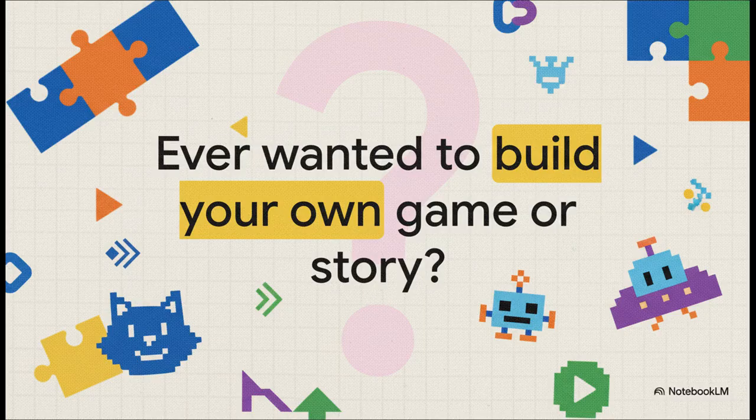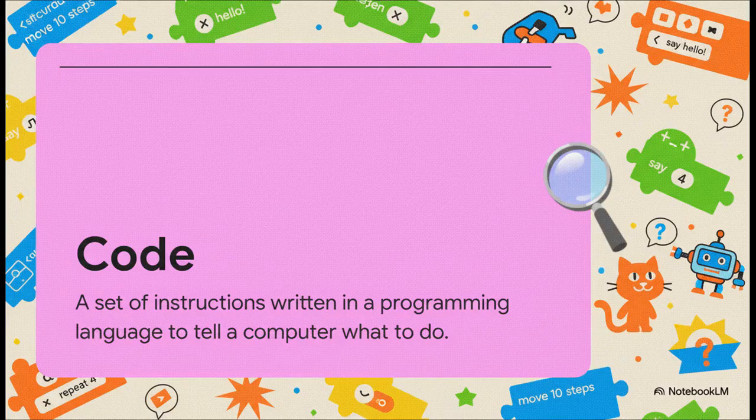Let's check it out. So, to make anything happen on a computer, you've got to speak its language. And that language is code. At its heart, code is really just a set of step-by-step instructions. It's like a recipe that tells the computer exactly what you want it to do.